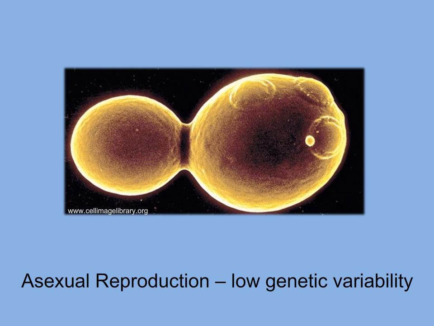In asexual reproduction, just one lonely individual gives rise to two or more offspring that are similar to the parent. This kind of reproduction is commonly seen in unicellular organisms, like this budding yeast cell. Prokaryotes undergo asexual reproduction, as do some eukaryotics like yeast.